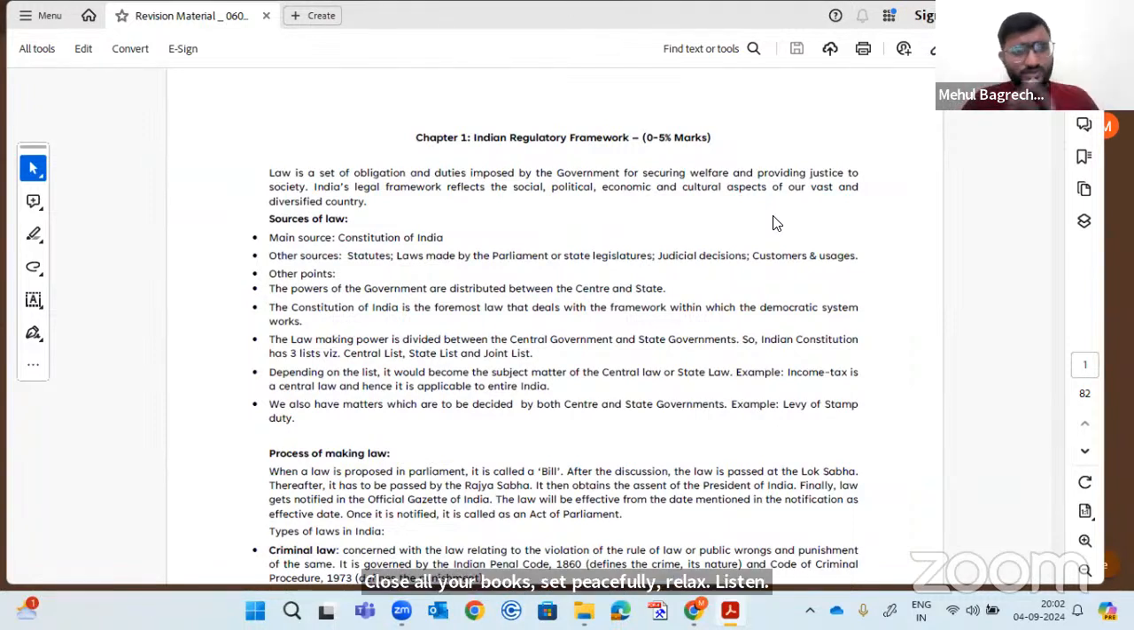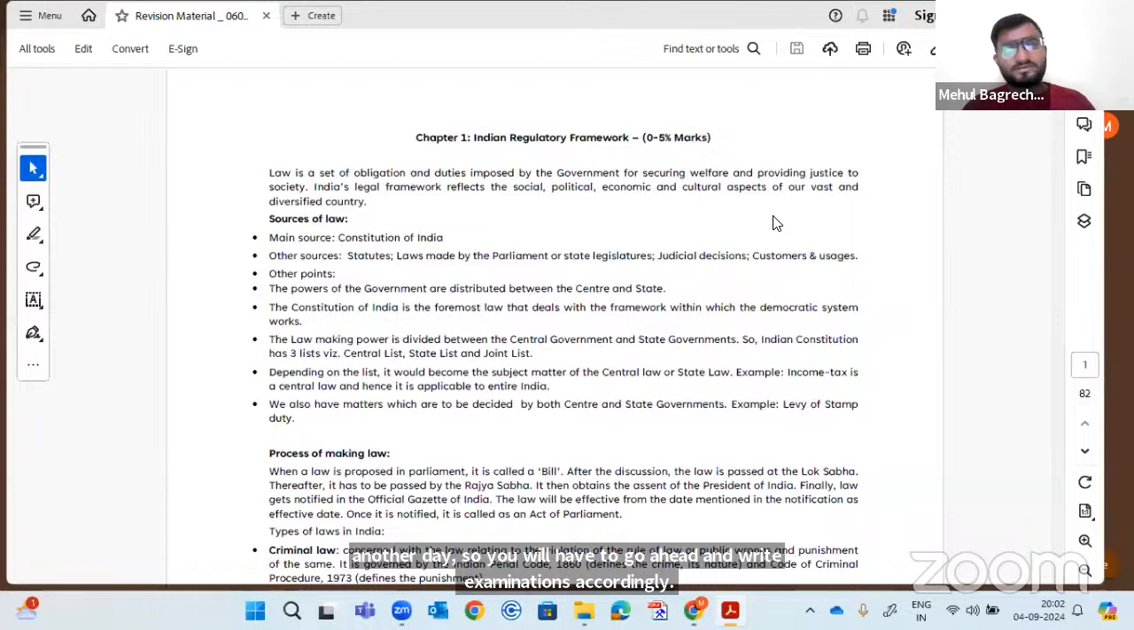What we're going to do in the next 1 hour is just get as many concepts as possible clear in a pictorial memory, in the vision. When is your examination? It's going to be on a Sunday. Sunday for the world, but for you, it is just another day. So you will have to go ahead and write examinations accordingly. Let's get started with the first chapter.